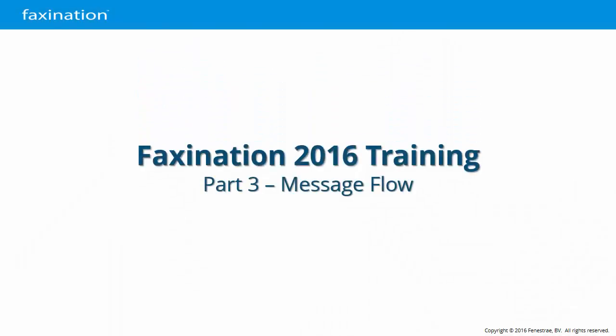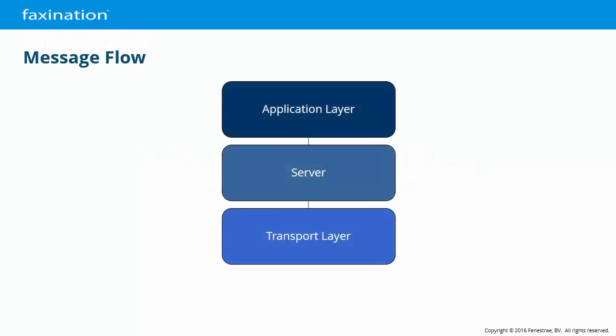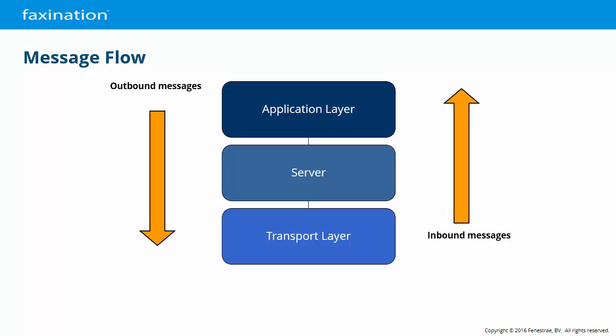Next, we're going to talk about how messages flow through the Faxination server. Outbound messages begin at the application layer, also known as the host layer. They move through the server layer for security and permissions and document conversion, and then onto the transport layer, also known as the device layer. Inbound messages are the reverse, beginning in the transport layer, moving through the server layer, and then onto the application layer for delivery.